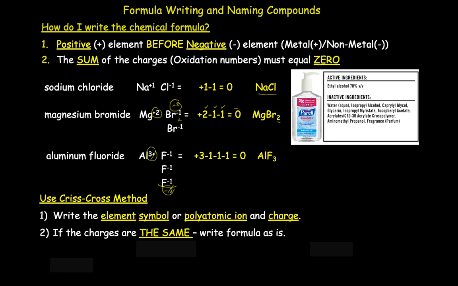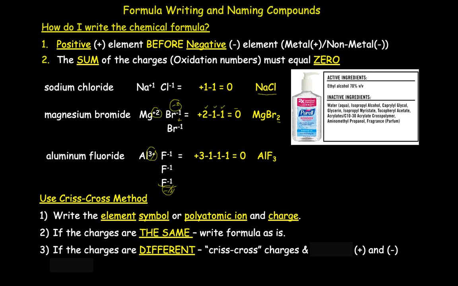Okay, and if the charges are the same, so if you have a 3 plus and a 3 minus, or a plus and a minus, notice we didn't have to do anything. It just becomes NaCl just as it's written. Okay, and you would just write the formula as is. Okay, if the charges are different, then you're going to crisscross the charges, and remove the plus and minus.